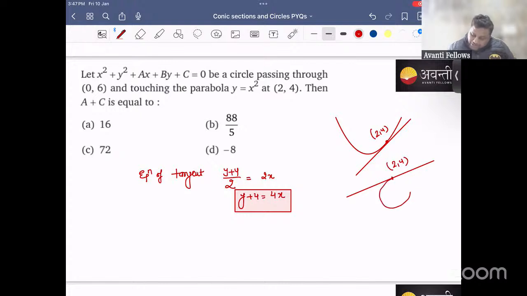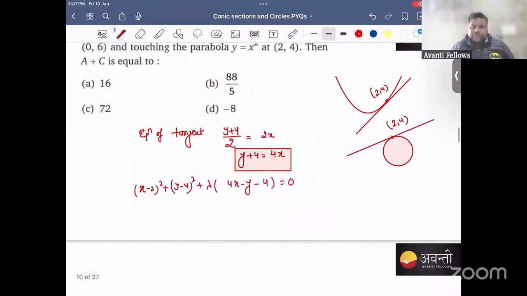So we will write the equation of family of circle. Equation of family of circle will be what in this case? That is point circle. Point circle will be (x minus 2) whole square plus (y minus 4) whole square plus lambda times this line, that is 4x minus y minus 4 equals to 0. Understood? Now this circle is passing through (0, 6). Make it pass through (0, 6).